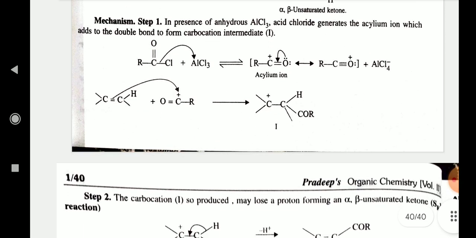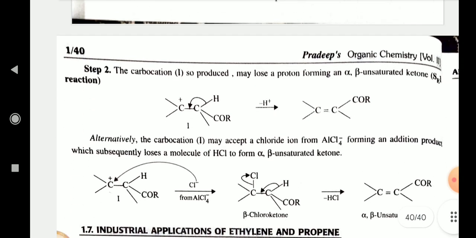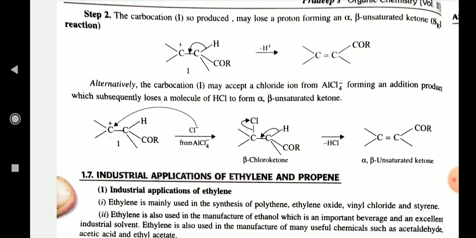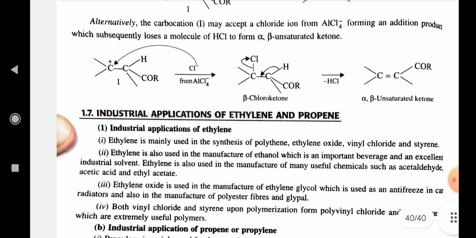Mechanism: step 1. In the presence of anhydrous AlCl3, the acid chloride generates the acylium ion, which adds to the double bond to form a carbocation intermediate. Step 2. The carbocation produced may lose a proton, forming an alpha beta unsaturated ketone. Alternatively, the carbocation may accept a chloride ion from AlCl4, forming an addition product which subsequently loses a molecule of HCl to form the alpha beta unsaturated ketone.